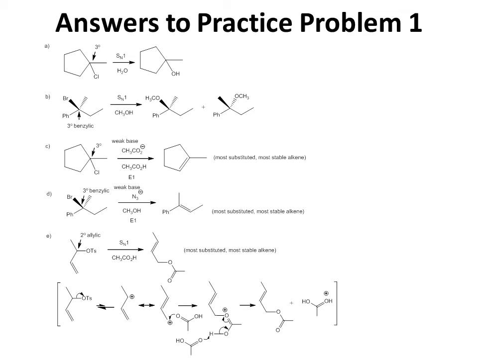If you remove the tosylate, the carbocation will resonate to form a trans disubstituted alkene with a carbocation on the end. That will then react with the acetic acid to form a protonated intermediate, which then, once it loses its proton, will become the desired most substituted, that is disubstituted, and most stable, that is trans alkene.